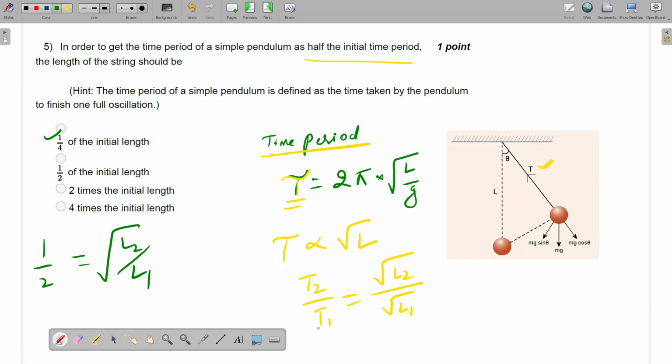So T2 by T1 will be half. What will be the value of L2 by L1? We can square both sides. L2 by L1 will be equal to 1 by 4. Is it clear? Yes, sir. Okay, so this will be the correct option.